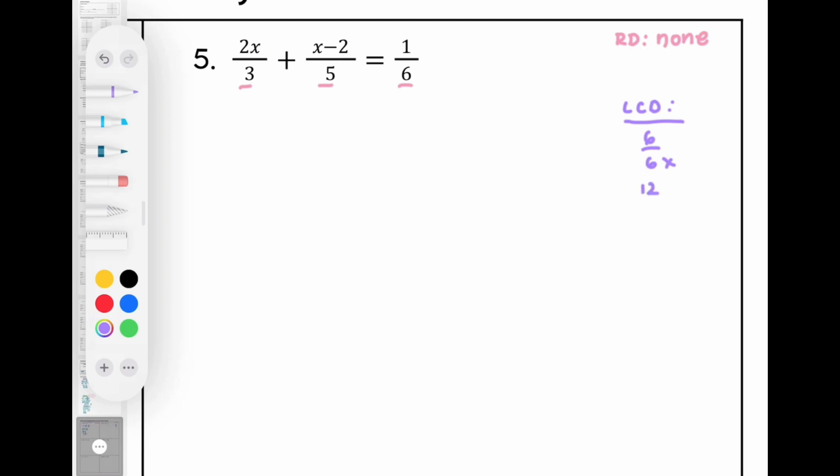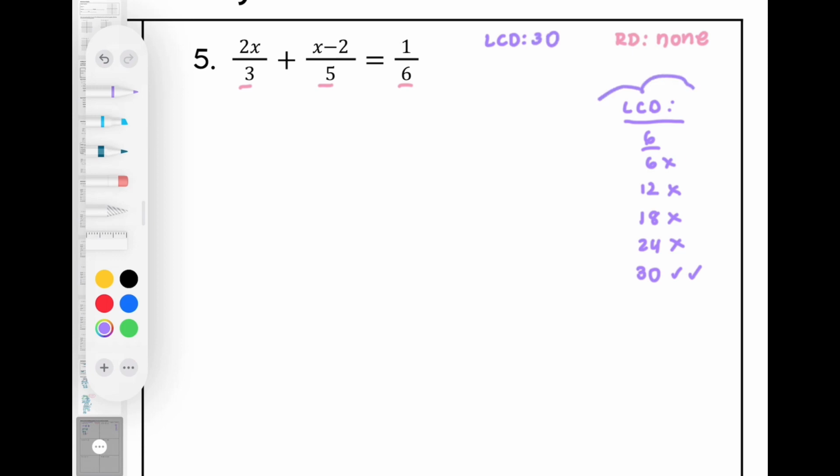Then 12, 3 goes into 12, but 5 doesn't go into 12. 18, same thing, 3 goes into it, but not 5. 24, again, 3 goes into it, but not 5. And then 30. 3 goes into it, and so does 5. So 30 would have to be our least common denominator.